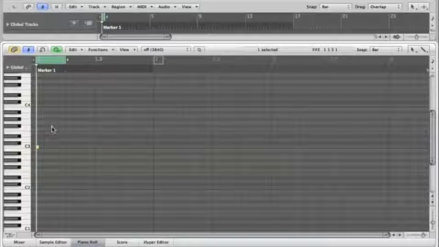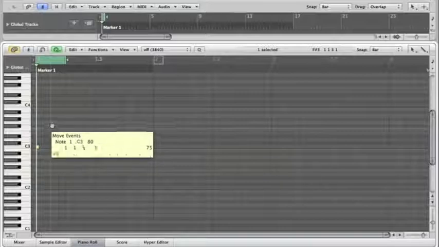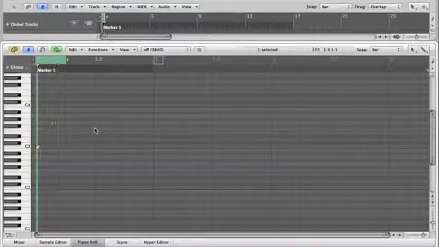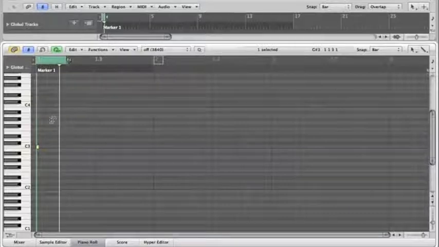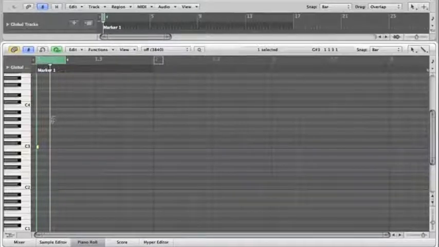Next interval is called a perfect fifth. Again, perfect because it cannot be minor or major. It's simply perfect. Next is the minor sixth. Major sixth.